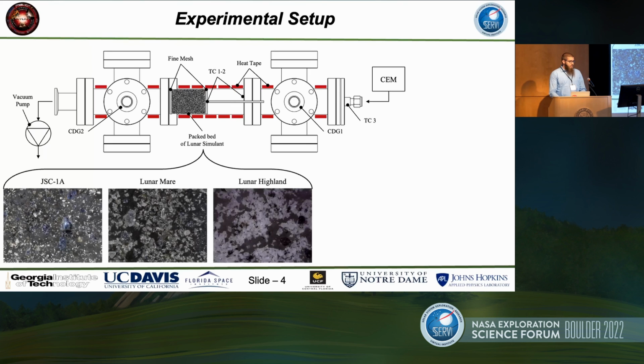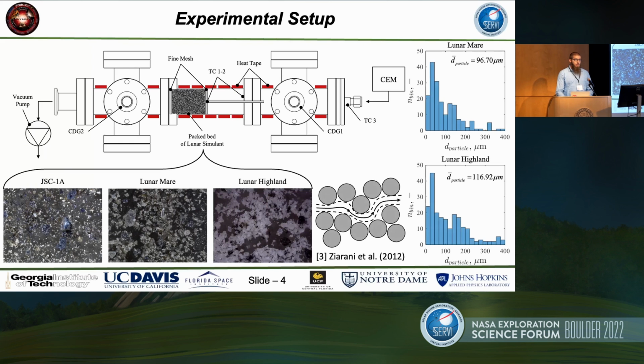The packed bed of the simulant is either JSC-1A, to validate with previous experiments, Lunar Mare, or Lunar Highland simulants, shown with optical imaging down here at the left. The main difference between these simulants is their average particle size and the circularity of these particles. As you can see, they look drastically different. The average particle size for the Lunar Mare showed to be the smallest, Lunar Highland the largest of the two, while JSC-1A fit right in between them. And this has a significant impact on the tortuosity, or the gas flow path, as it moves through the packed bed.